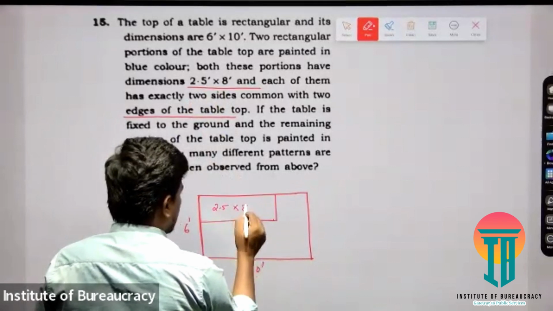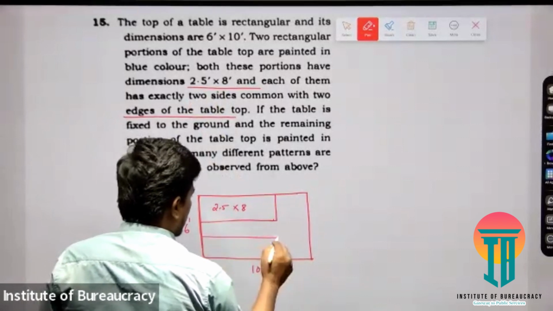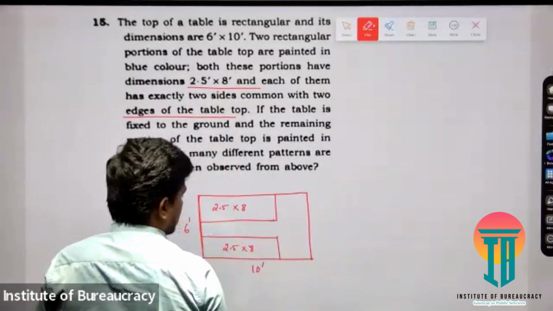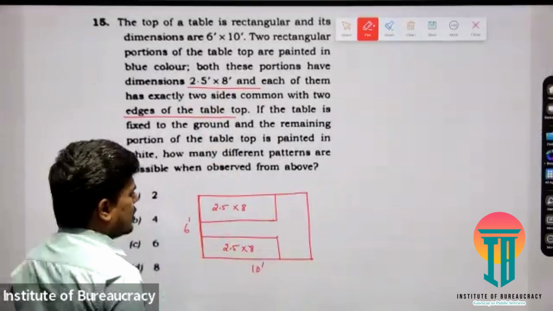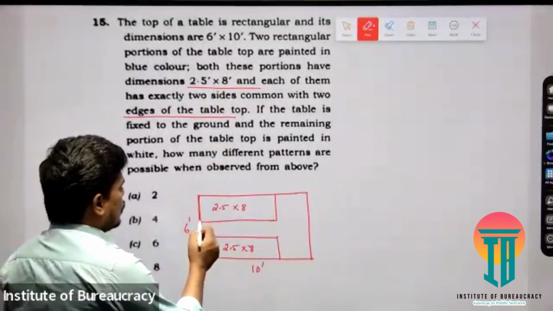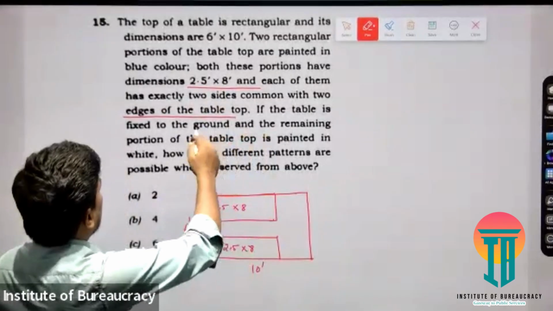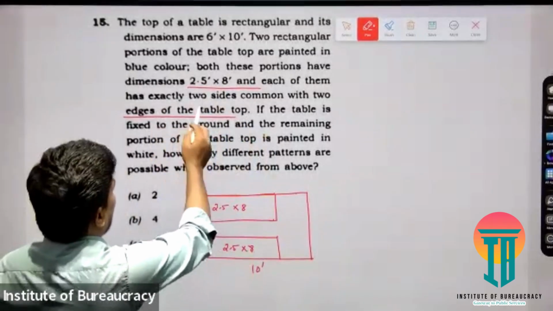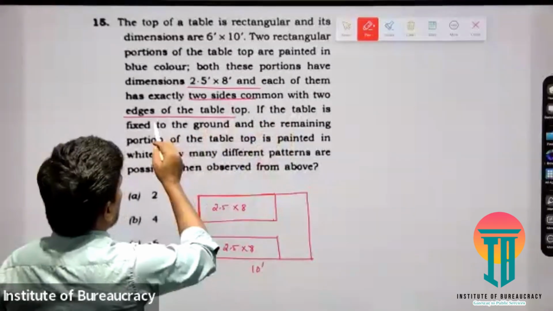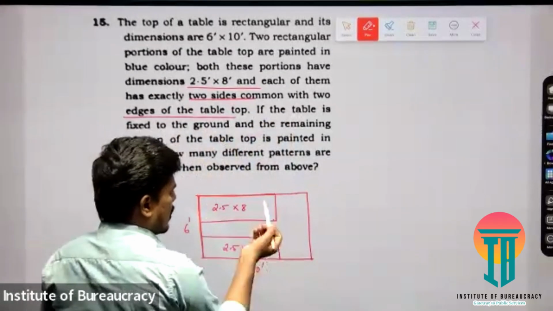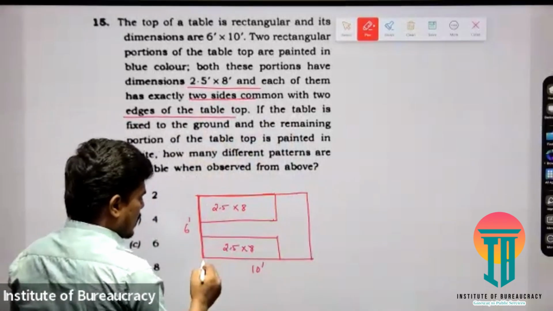2.5 into 8. And here also what? It is going to be 2.5 into 8. This is one possibility. So, two of the edges are matching with the edge of the table. That's what they said. Each of them has exactly two sides common with the two edges of the tabletop. Two sides. This is one side. This is the other side common with the edge of the tabletop.